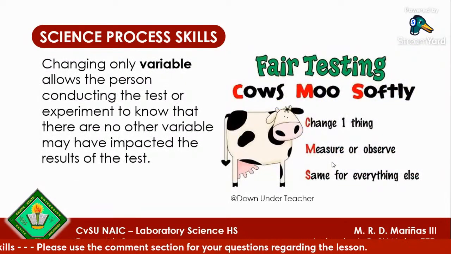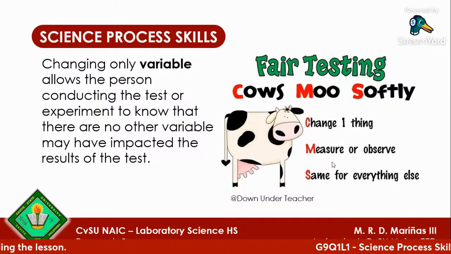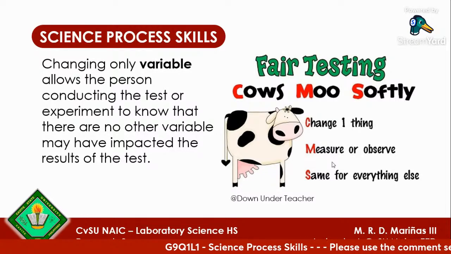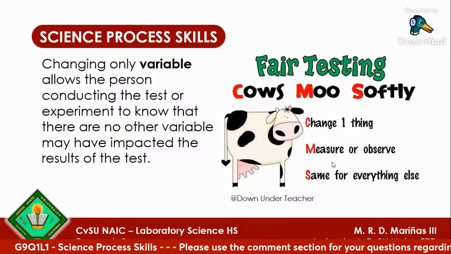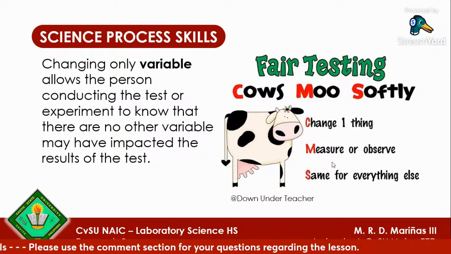So changing only one variable allows the person conducting the test or experiment to know that there are no other variables that may have impacted the results of the test. Para daw madali nating matandaan ang ibig sabihin ng fair testing, cow, smooth, softly, CMS. We change one thing, we then measure and observe, and the rest are same for everything else. So ganyan po ang fair testing.